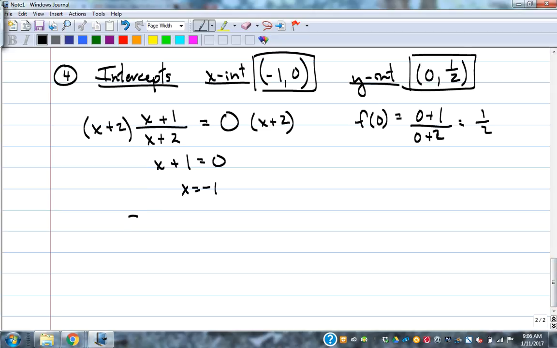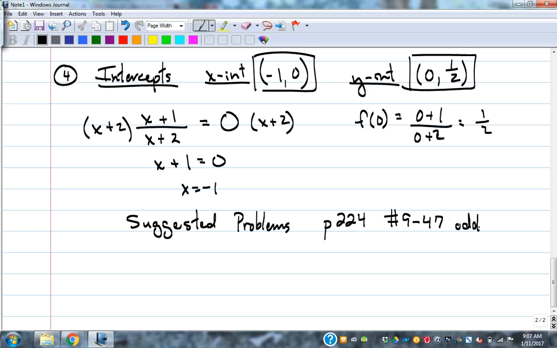Okay. All right. So the suggested problems. On page 224, where it starts, 9 through 47. If you do the odd ones, you should be good. If you struggle with some of the odd ones, then do the even ones beside it and get some help with those.